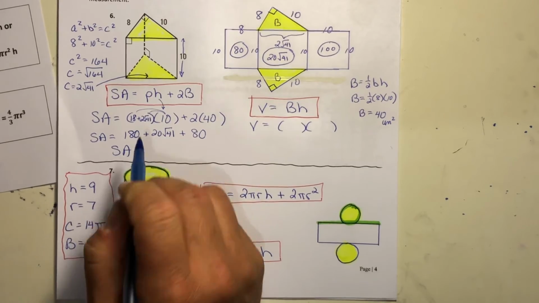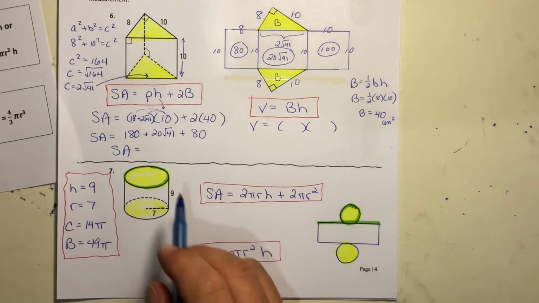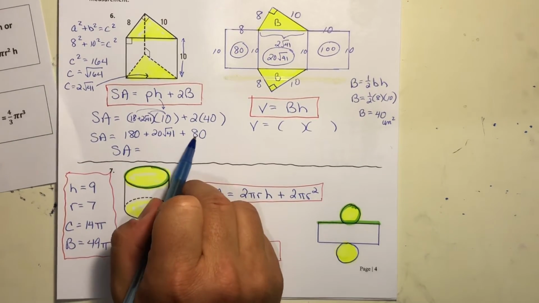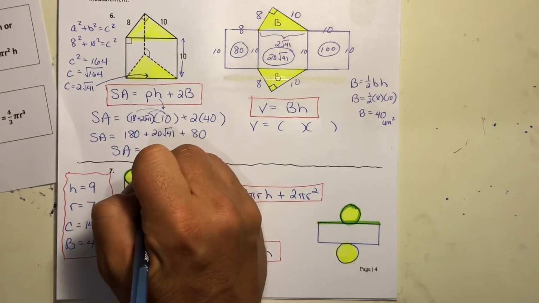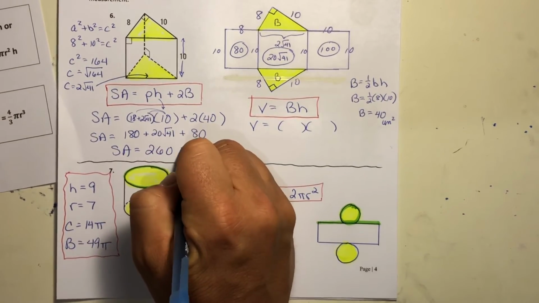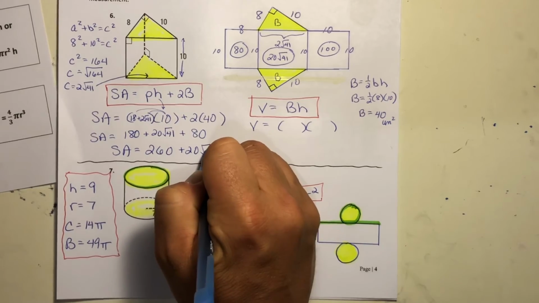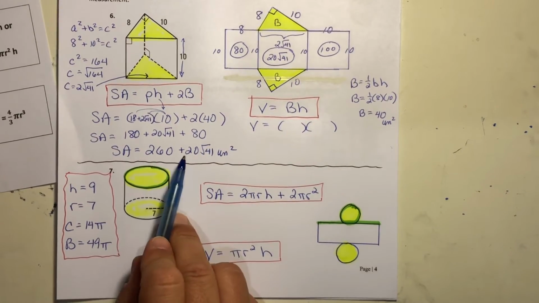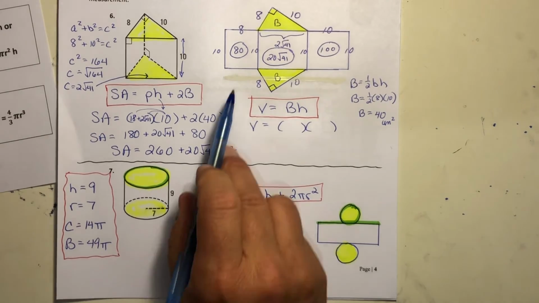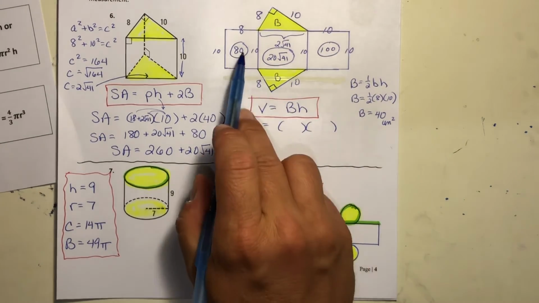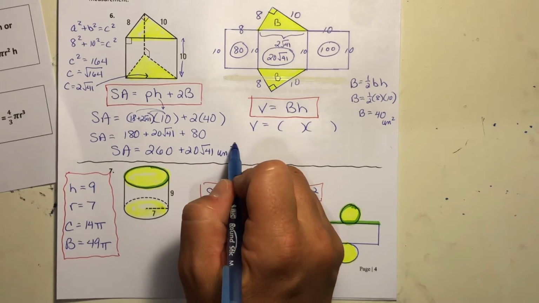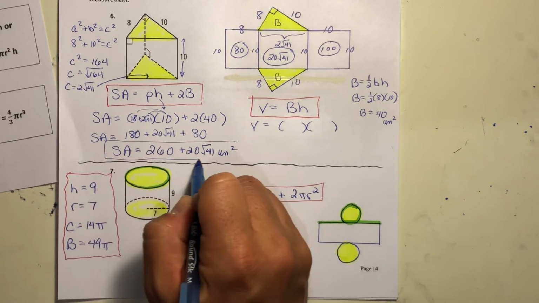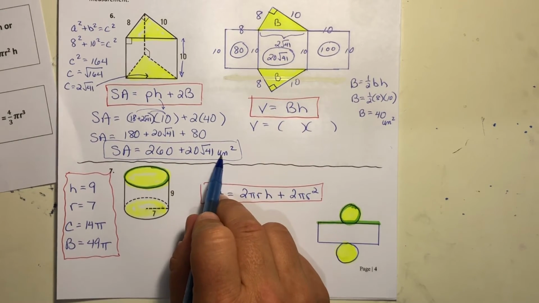Now, I'm going to leave my answer exact. I'm not going to type it in the calculator. 180 plus 80, those are like terms. So my final surface area in exact form will be 260 plus 20 radical 41 units squared. That is the area of all 5 faces together. Okay? And units squared for any area.